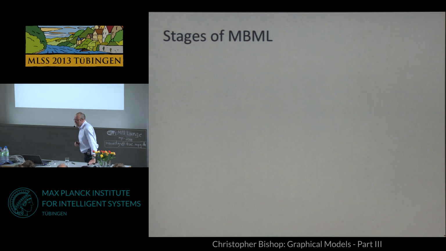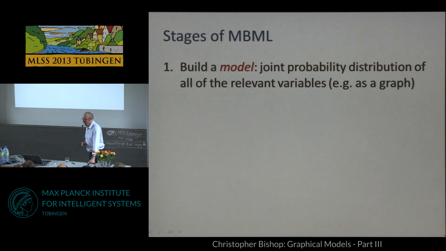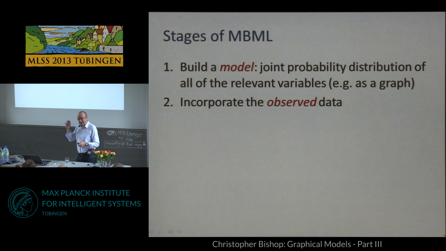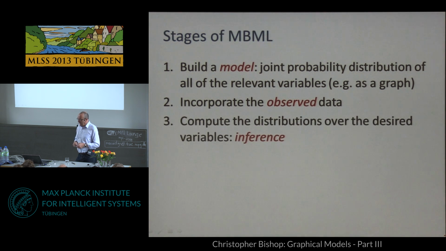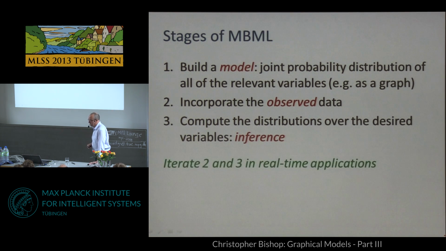So let's tackle this problem of inferring people's skill using a model-based machine learning approach. Remember, there are 3 stages to model-based machine learning. We first of all build the model. The model is just a joint probability distribution of all the relevant variables. That might be expressed as a factor graph, for example. Then we collect our data, and we incorporate the data by clamping various nodes to their observed values. And then the third stage is to run inference. We use inference to compute posterior marginals of quantities in that model that are of interest.